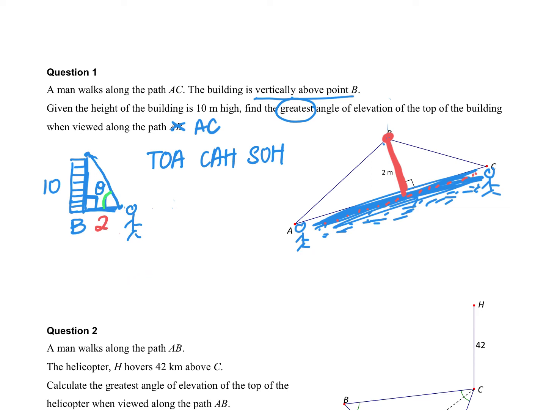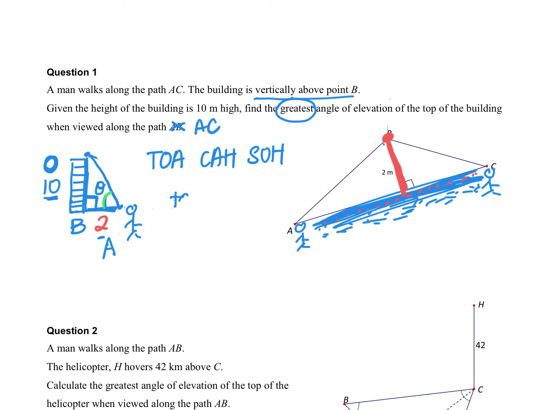Okay, let's call this angle theta. So this is called the angle of elevation. How are we going to solve for this angle of elevation? This is my angle. What is the 10? Opposite. What is the 2? It's my adjacent. This one you all must know. Then now I want to find the angle.